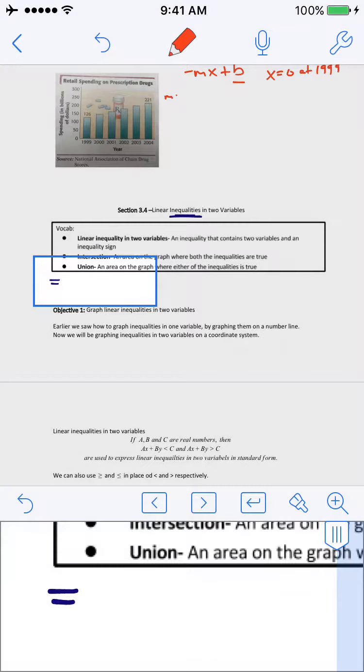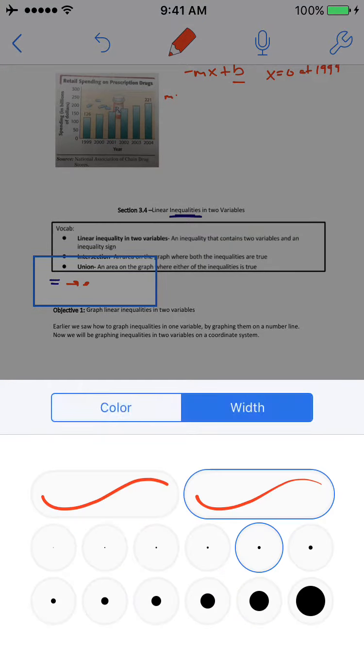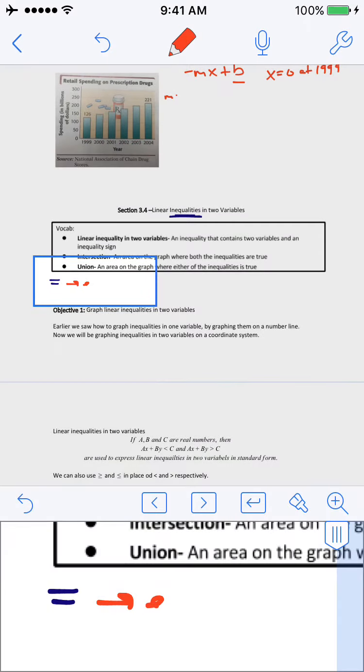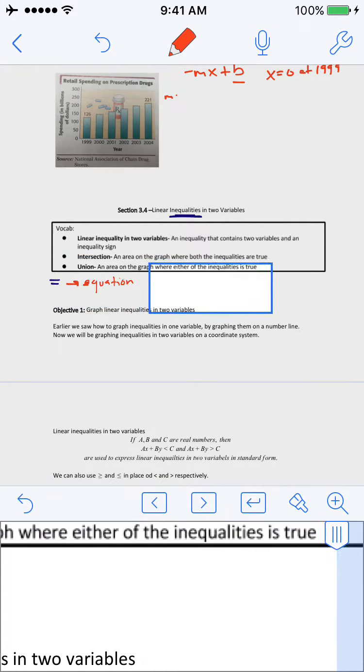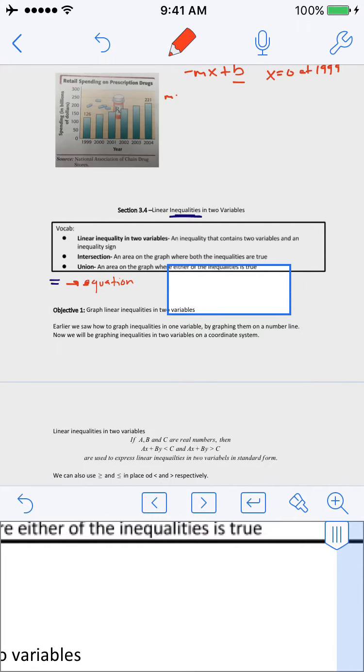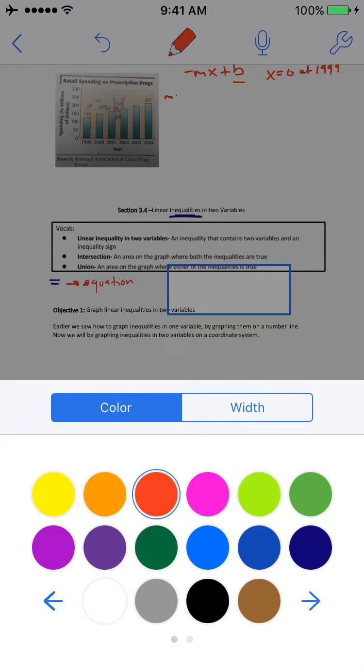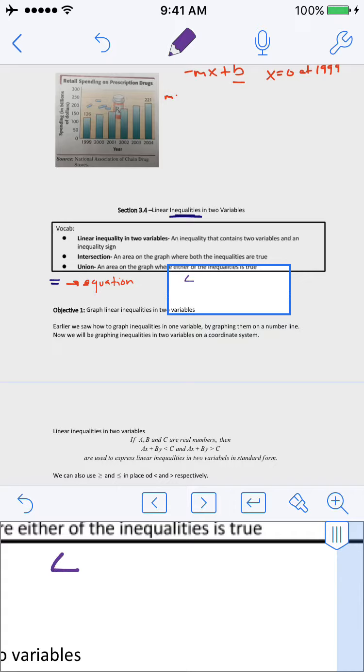Let's say that to an equation. Maybe I can actually turn the width down. That's kind of cool. So go back to color and then red, and that's called an equation. Inequalities can have one of four different options: less than, greater than, less than or equal to, greater than or equal to.